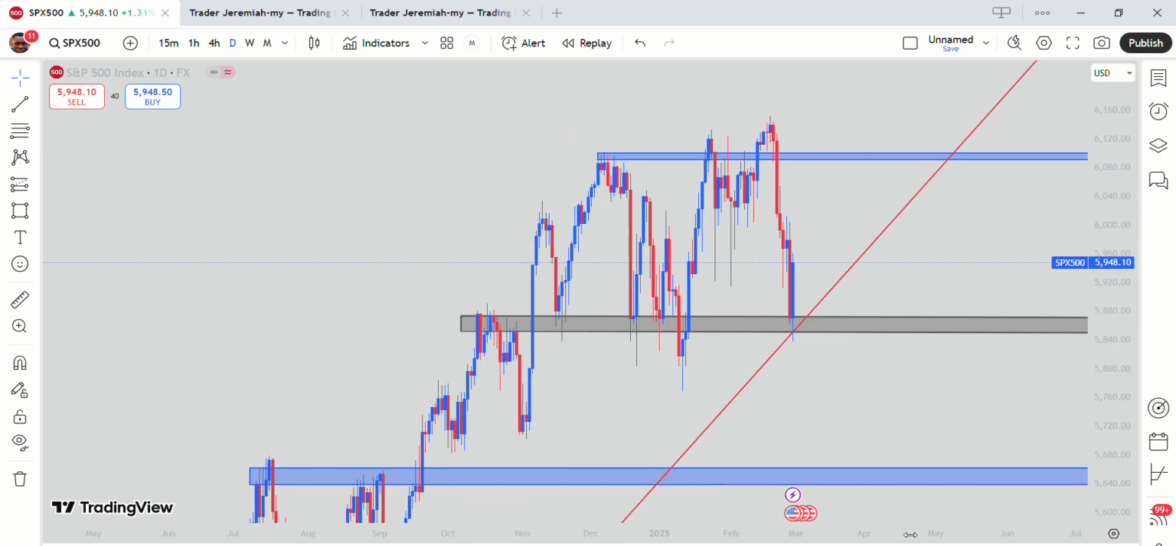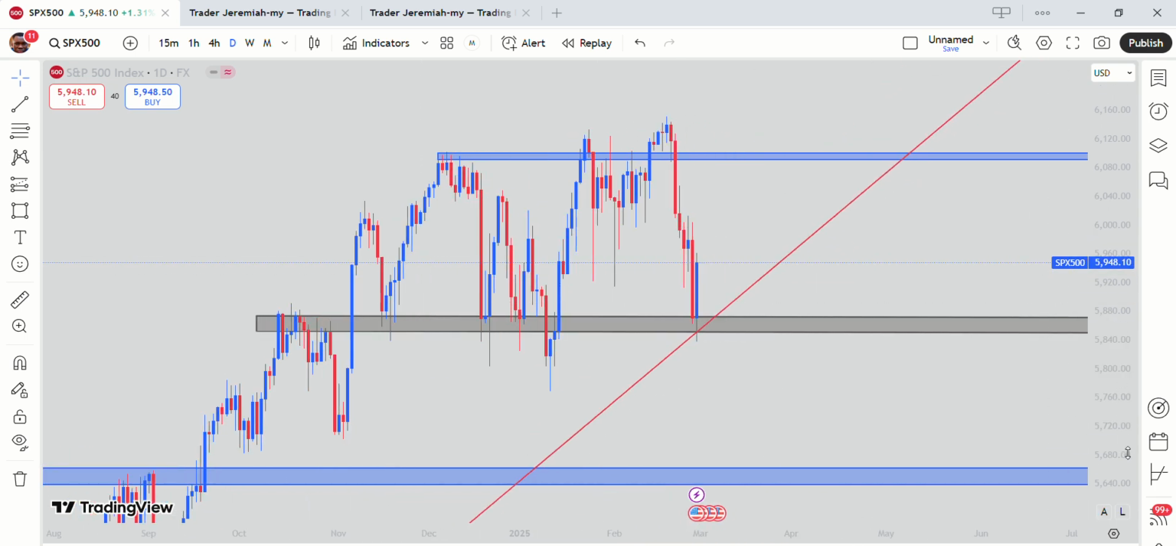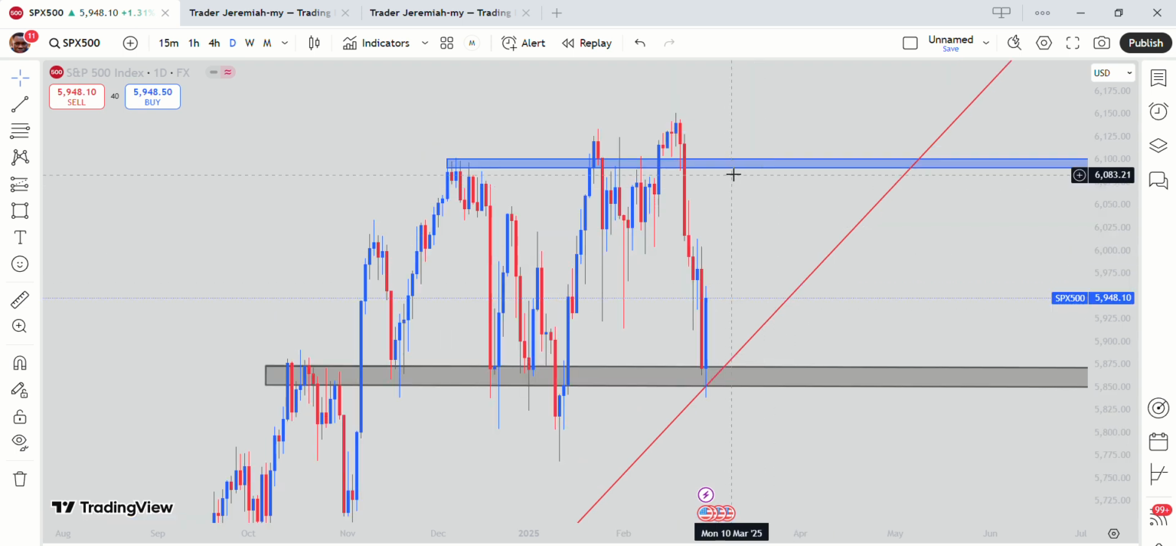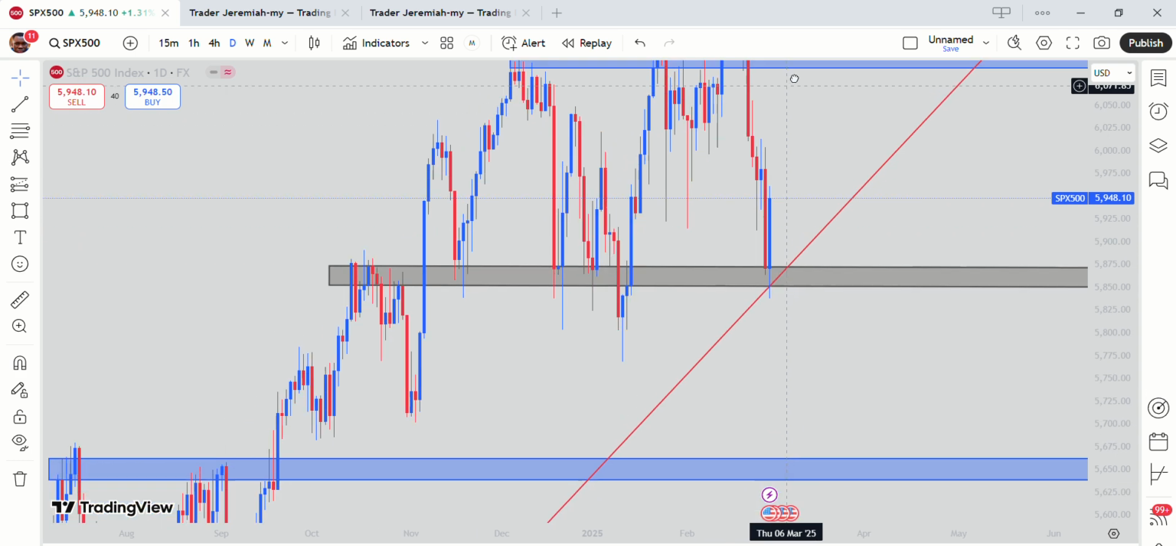And now I'm expecting SPX500 to get into this zone. So the next level target for SPX500 is this zone right here. So this is going to be where I'll be taking profits on SPX500.